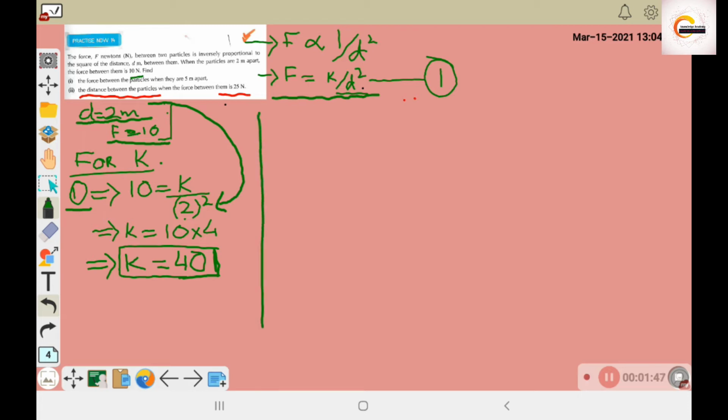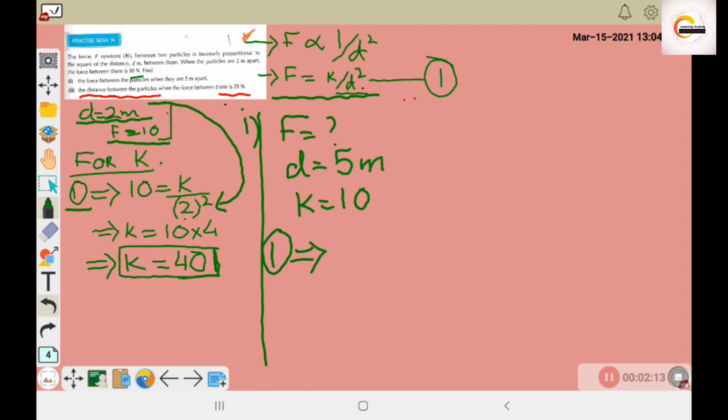Now let's get to our first part. It says to find out the force when the distance between the particles is 5 meter, and K we have already calculated. So I'm going to put all these values in formula number 1.